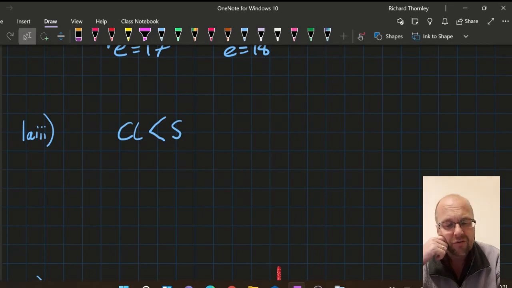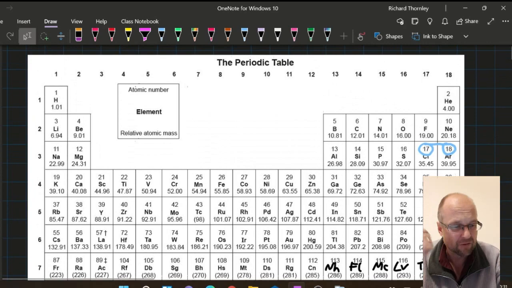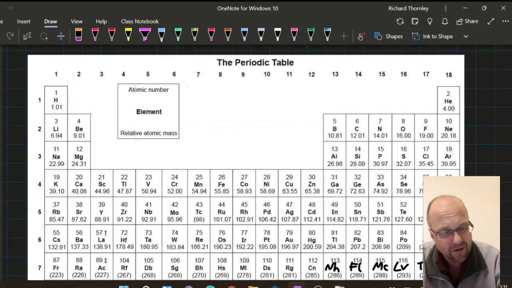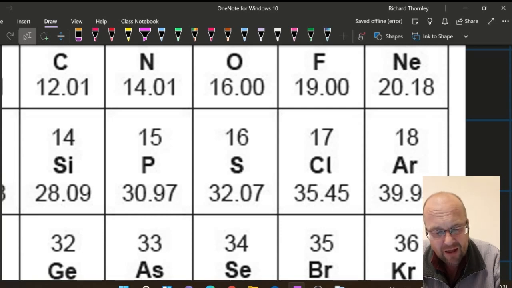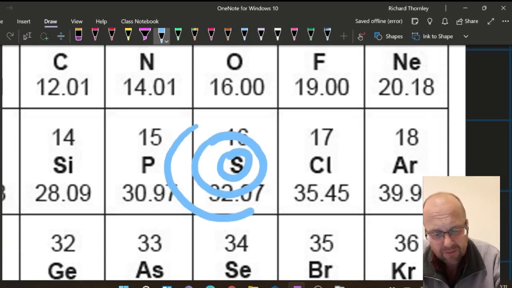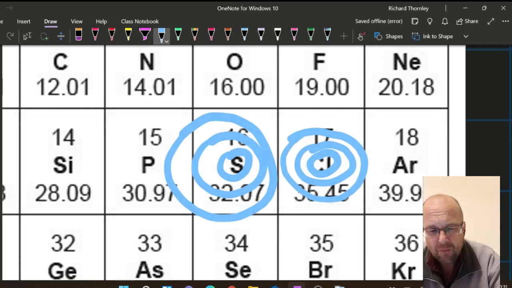Why is chlorine smaller than sulfur? 2 points. It's always 2 points. It's pretty much always those atoms as well. So sulfur has 3 shells. 1, 2, 3. And chlorine also has 3 shells, but it's smaller. So what accounts for that?